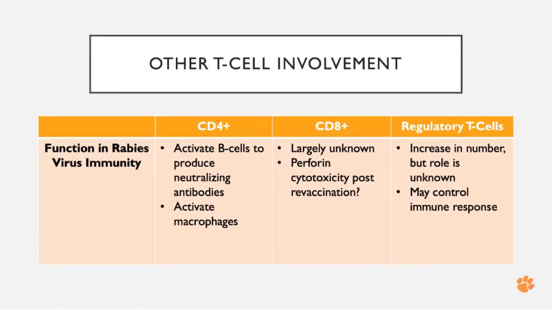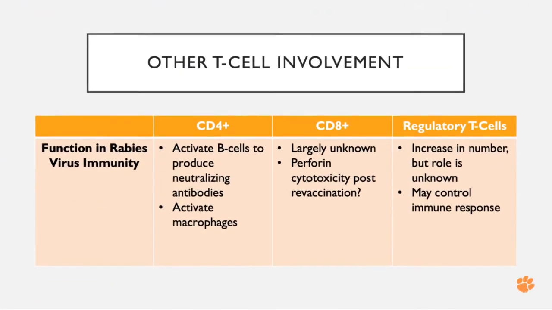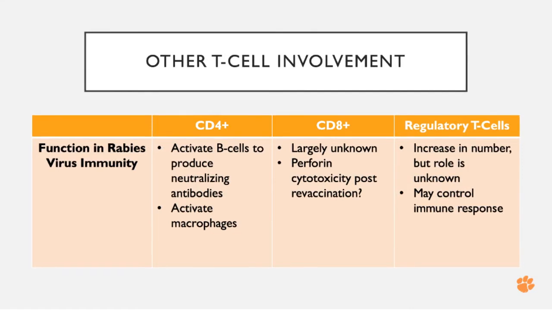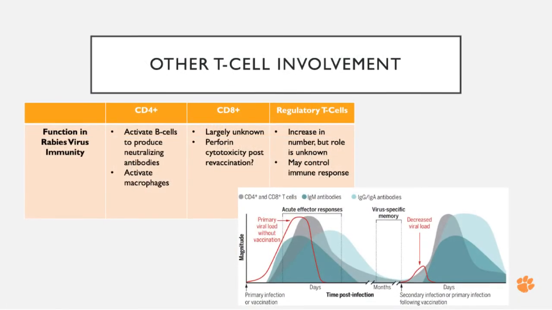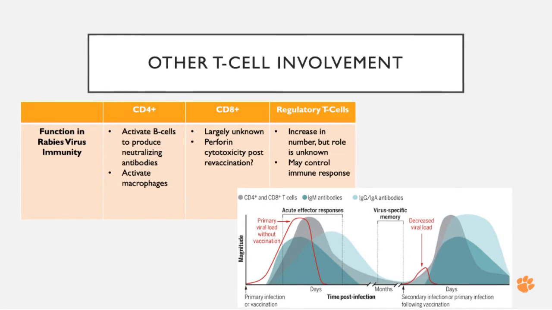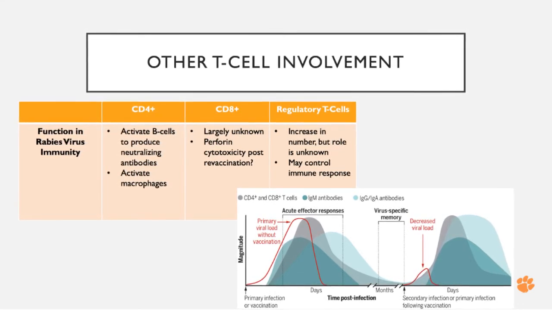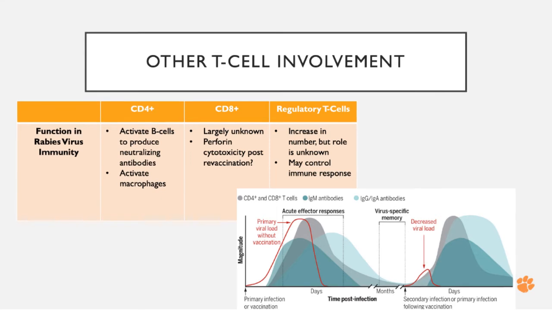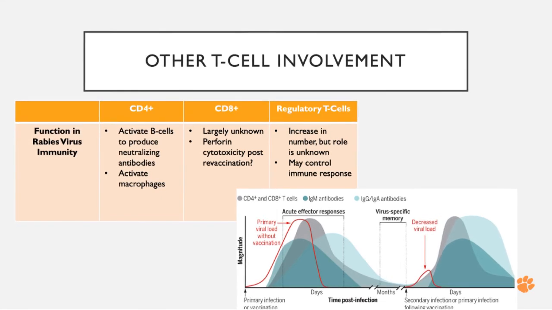T cells other than CD4 cells, like CD8 and regulatory T cells, may play some role in the immune response, but their functions remain largely unknown. The most important type of T cell immunity-wise are the memory T cells. The central memory T cells remain in the lymphatic system and can quickly duplicate when the rabies pathogen is encountered, while effector memory T cells circulate throughout tissues and can immediately respond upon encountering rabies again.